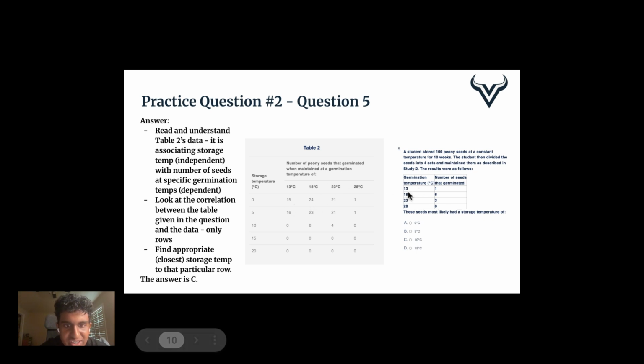So 15 and 1, 24 and 6, 21 and 3, 1 and 0, it doesn't really go. Same for 5, it's not really that much of an association. When we look at 15 and 20, they're all 0. Again, not much of an association. But when we look at 10, we have 0 and 1, 6 and 6, 4 and 3, and 0 and 0. This kind of goes with the data that's shown in this table. So we can make an estimate that this probably had a storage temperature of about 10 degrees Celsius. So the answer is C.